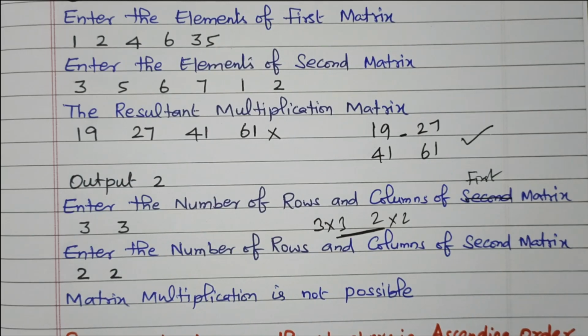Right. So in this program we discussed how to do the matrix multiplication, what is the condition, what is the resultant matrix, what is the process to do the matrix multiplication, and we discussed the program, how to write the coding.